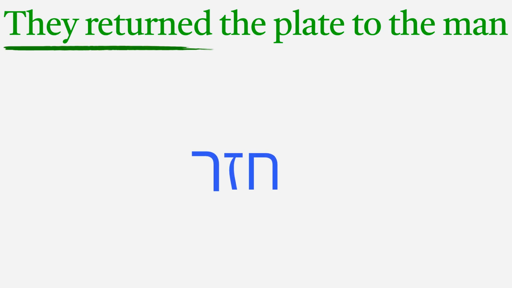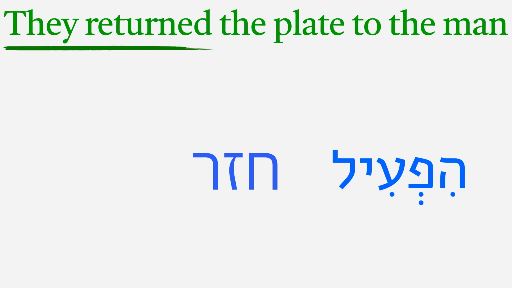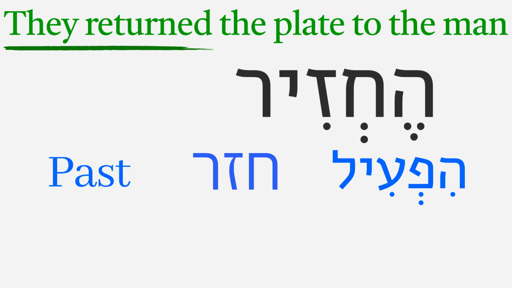Let's say they returned the plate to the man. The verb they returned will be from the root chet zayin resh. Since in this sentence, they are not themselves returning anywhere, but are having something else return, the plate, the binyan of this verb will be the causative Hiphil. The tense is past. The hu form of this past tense is hechzir, he returned, which has a segol on the he prefix because of the first guttural chet.